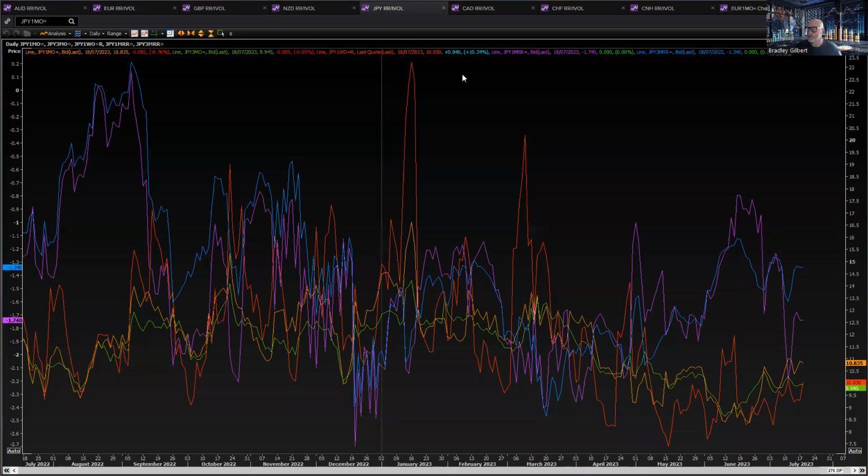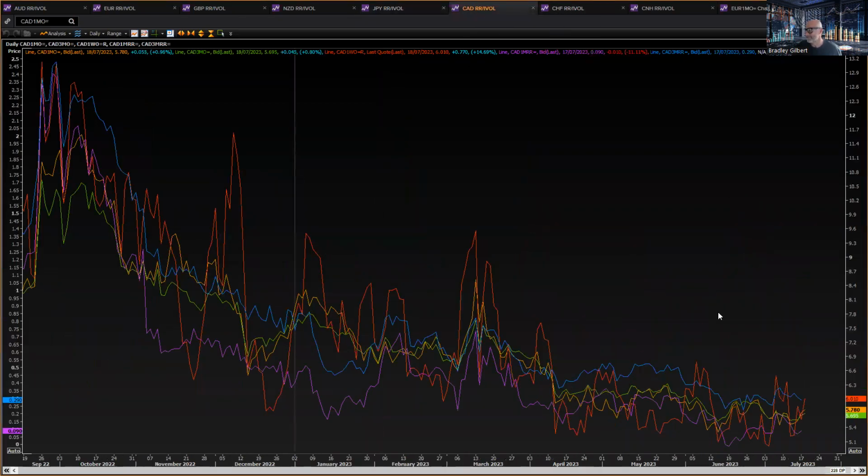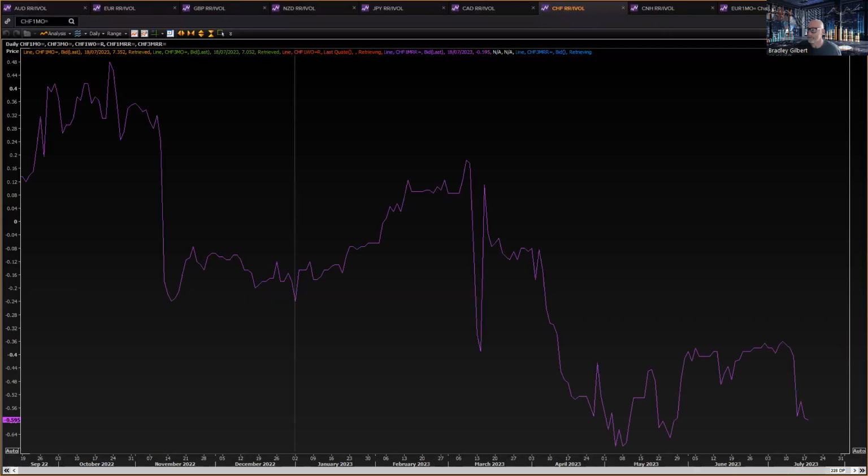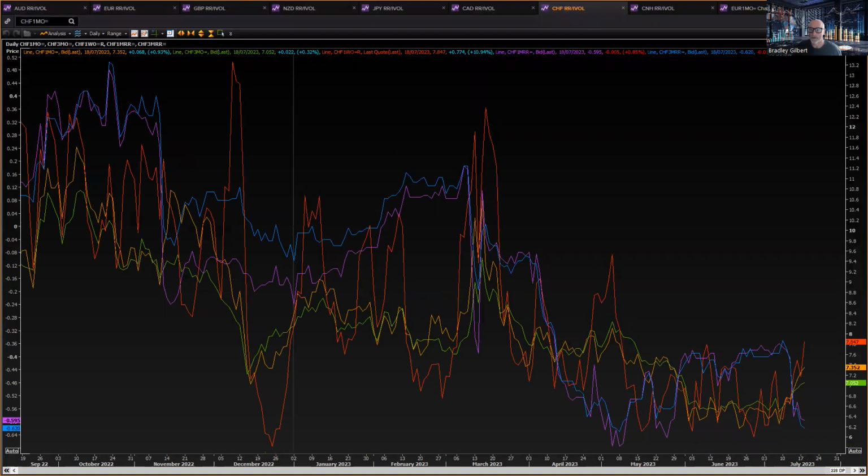I'll just keep changing the color of the pen there. Dollar CAD, well, it's a bit of a dog's breakfast, but definitely puts seem to be dominating. And the Swissy, if I can just get that up. Okay, likewise. You're seeing a lot more demand for dollar Swiss puts over calls. So that's what these risk reversals do.